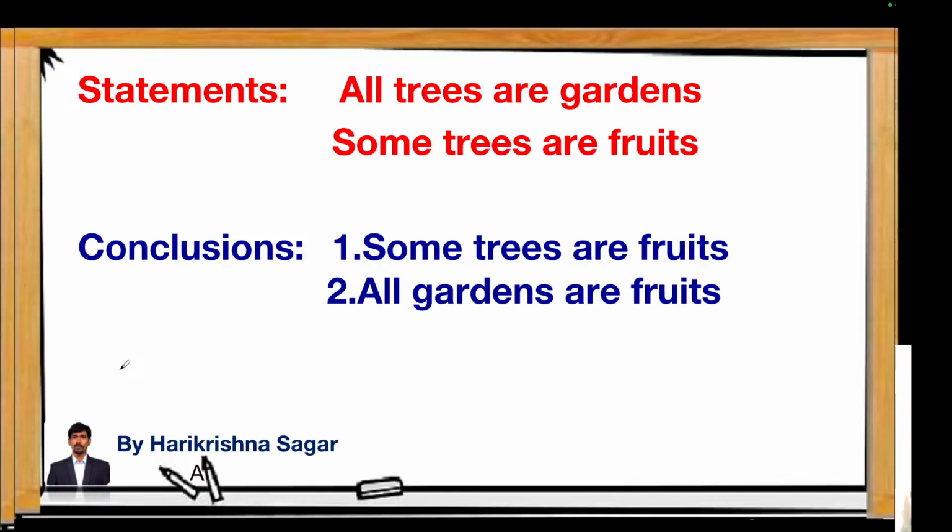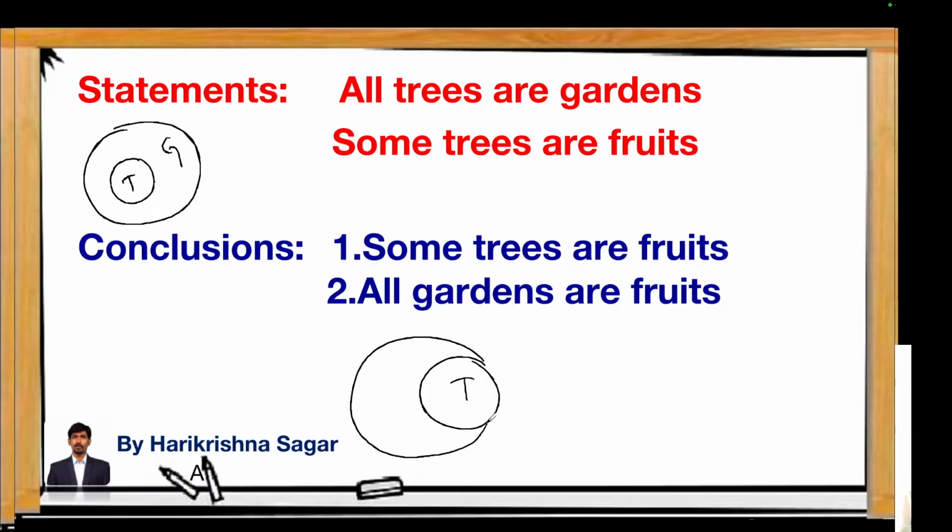Just draw the diagram using the statements. After drawing the diagram, you just look at the conclusions and tell me the answer. So, all trees are gardens, some trees are fruits. So you can just take it like this: all trees are gardens, and some trees. To show some trees, I am drawing the diagram, or changing the diagram, like this. All trees are gardens, some trees are going to be fruits.